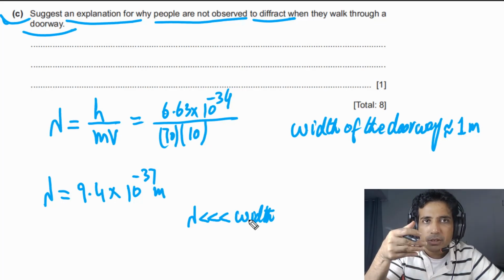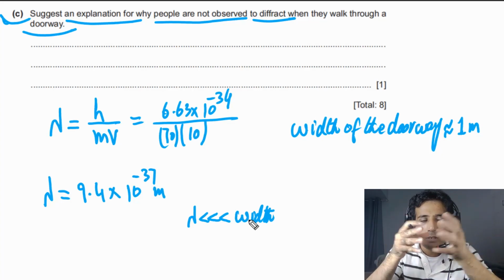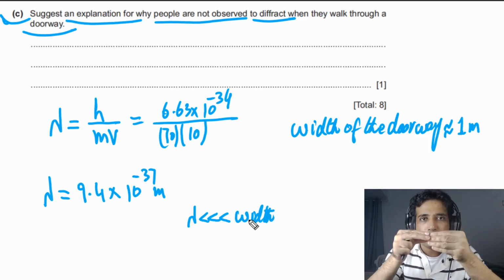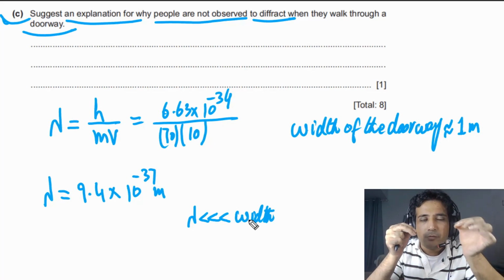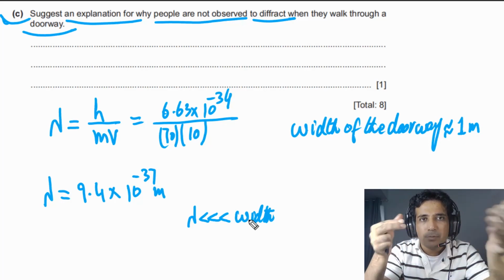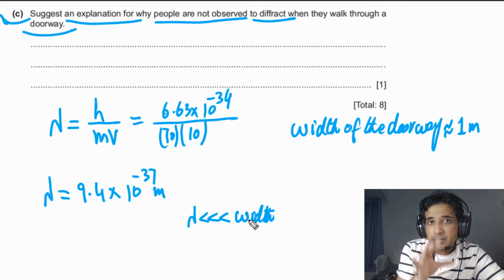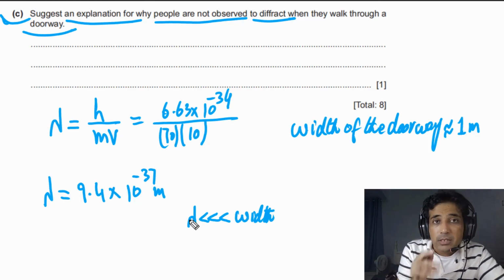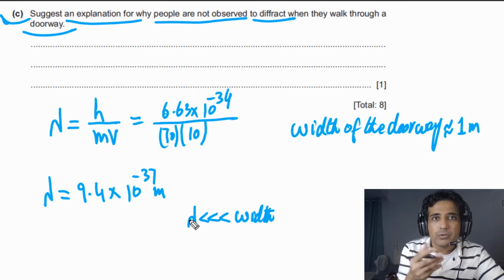So in this case, we will not observe diffraction, because for significant diffraction to be observed, the size of the door, meaning the width of the door, has to be comparable with the wavelength of a person. But in this case, lambda is negligible. So that's the reason we don't observe people diffract when they walk through the door. So people don't diffract when they walk through a doorway because lambda is negligible as compared with the width of the door. So that is the reason behind it.